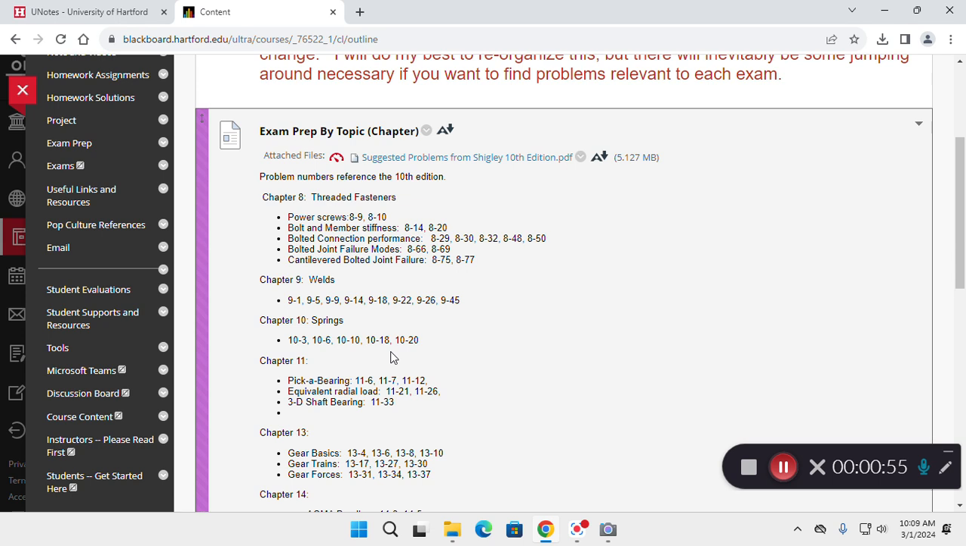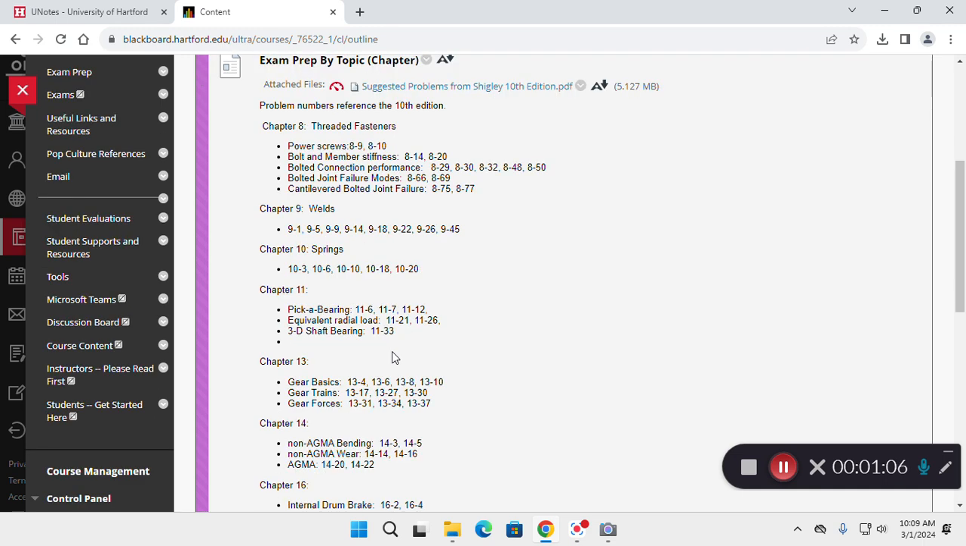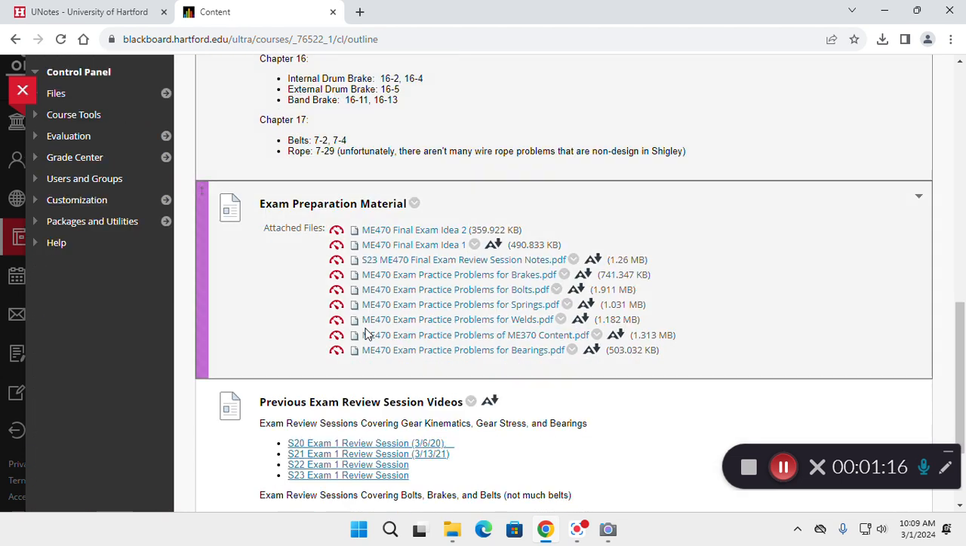I used to teach the book in order instead of by something relevant to the topic, but I decided to make the focus and then I rearranged everything. I almost kind of want to keep going. We don't want to do chapter 12 because that's lubrication, fluid bearings. But anyway, so here we go, exam prep material.